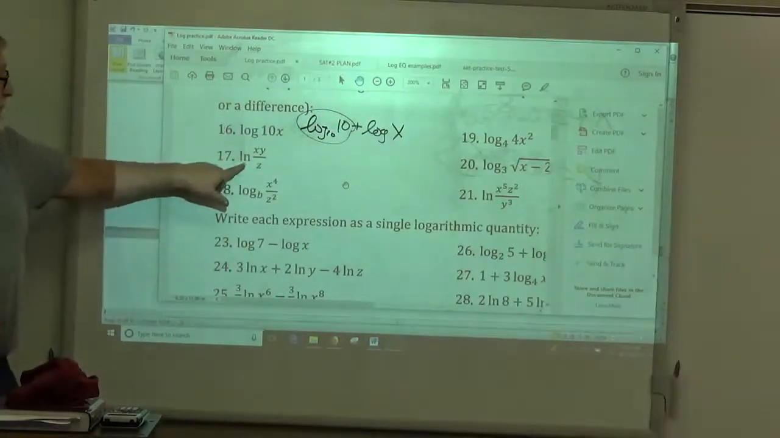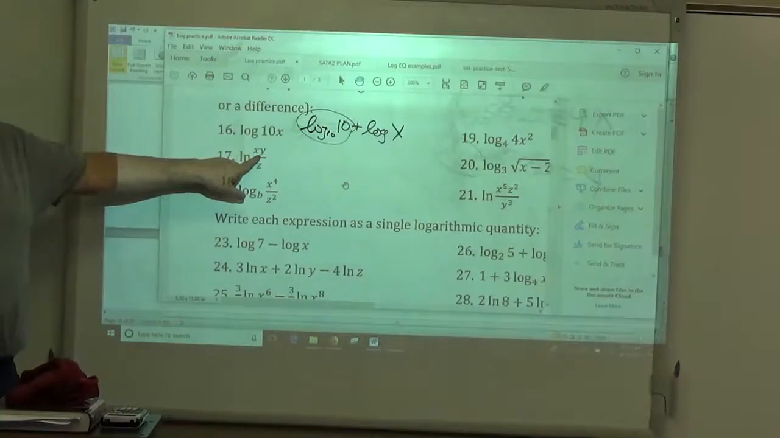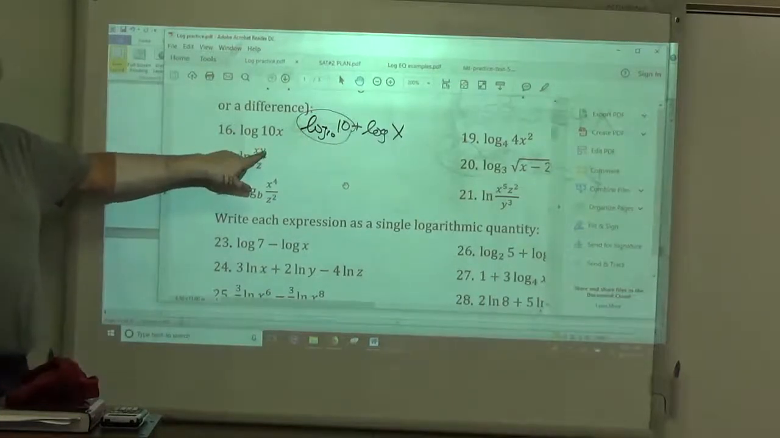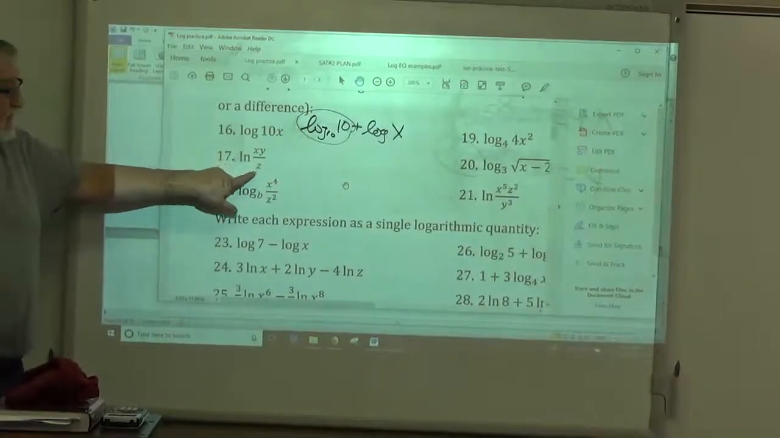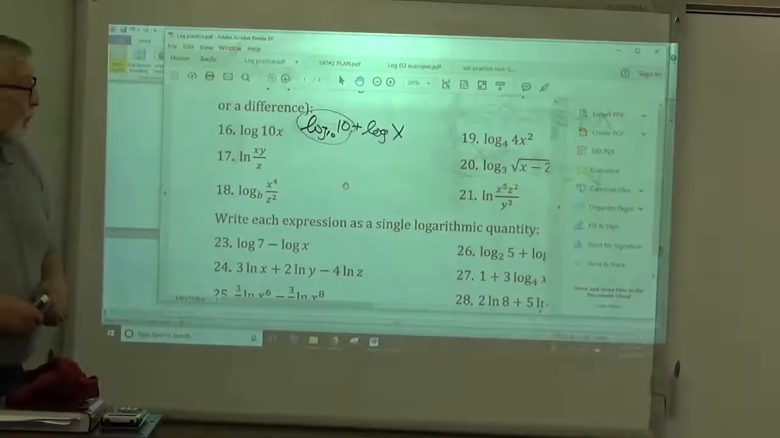All right, what would happen here? This is the ln of x, and if this is a product, what do I do? Plus the ln of y, and this is minus the ln of z. All right, that's those log rules in practice.